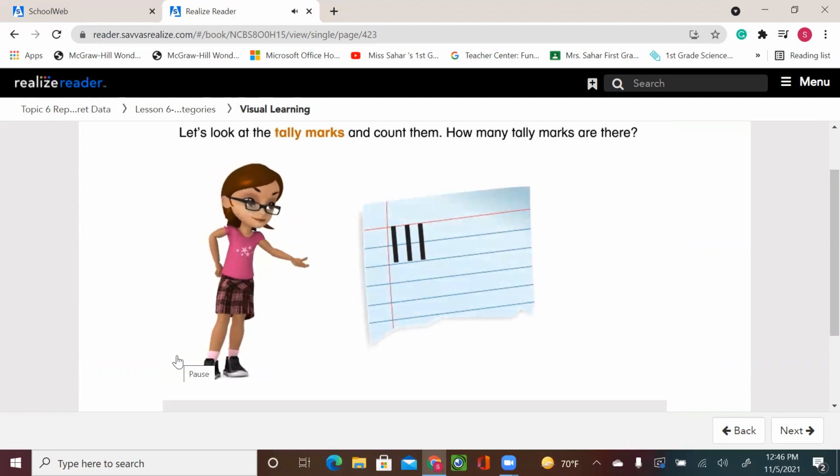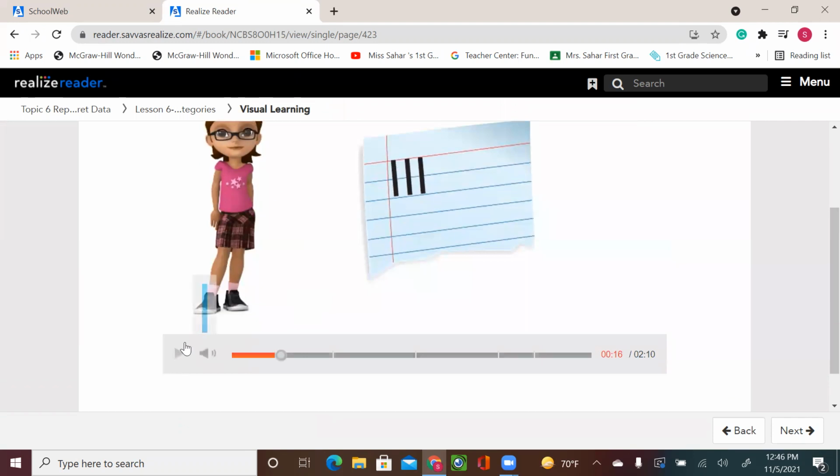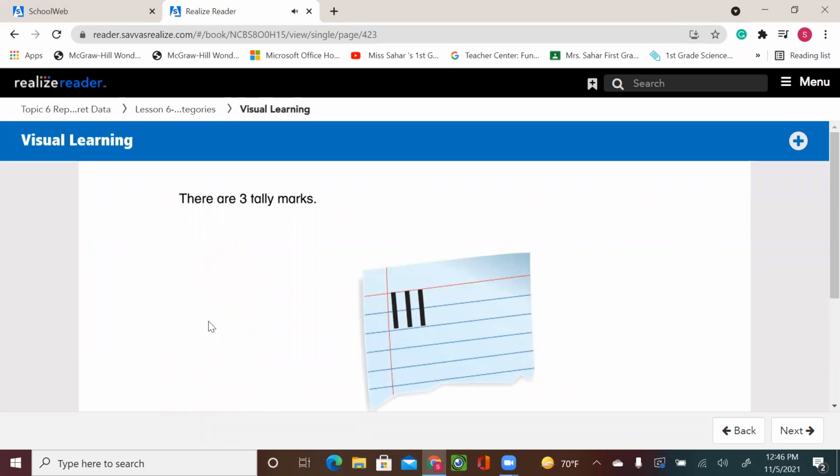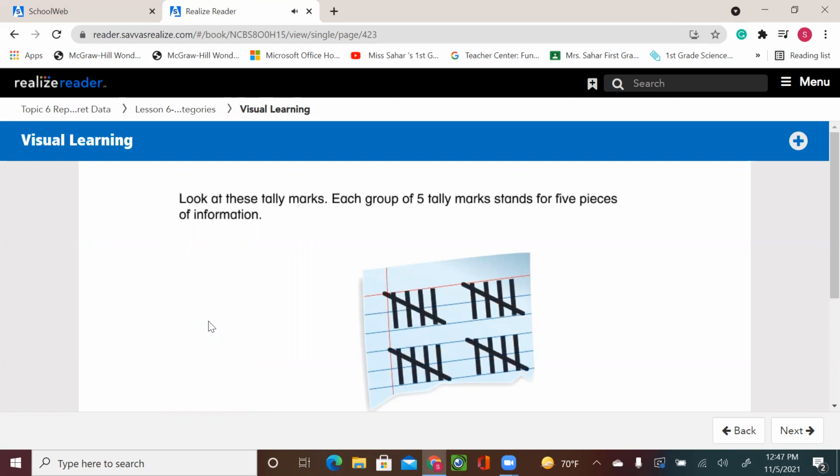Let's look at the tally marks and count them. How many tally marks are there? 1, 2, 3. So these are called tally marks, and we're counting 1, 2, 3. When you get 5, we're going to consider it one set or one group. There are 3 tally marks. Each tally mark stands for one piece of information. Look at these tally marks. Each group of 5 tally marks stands for 5 pieces of information.